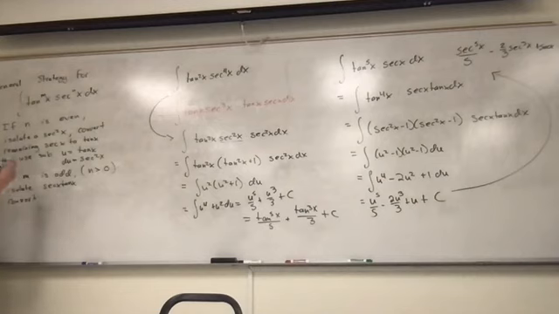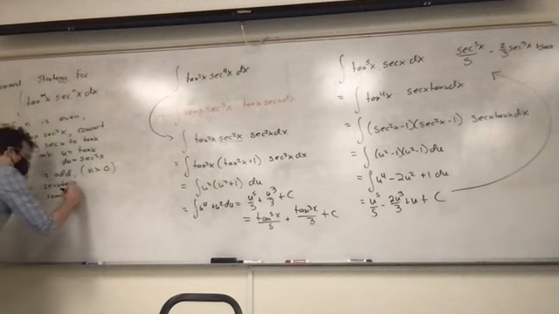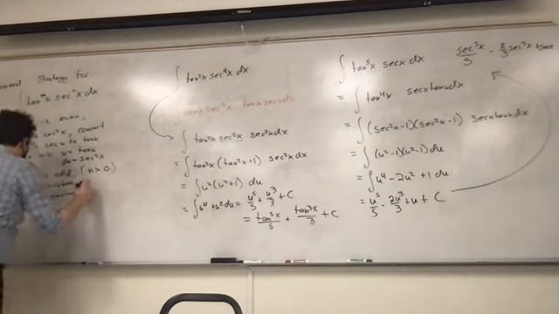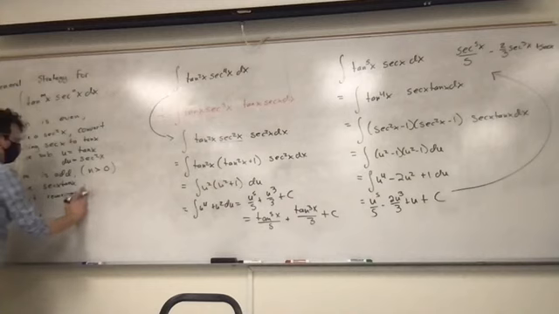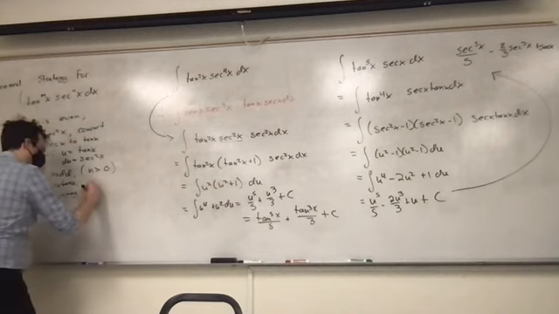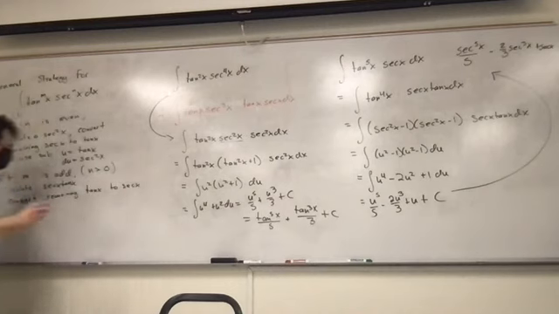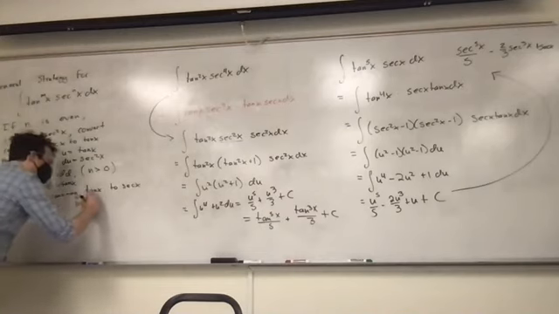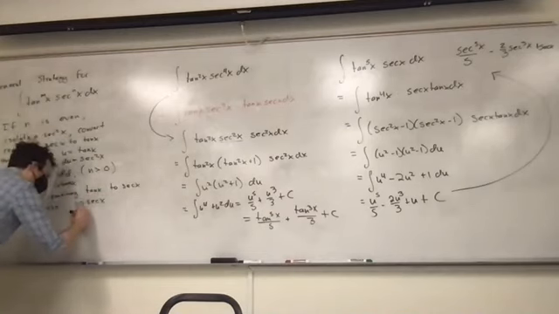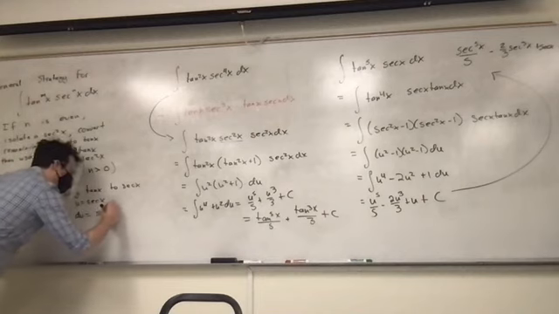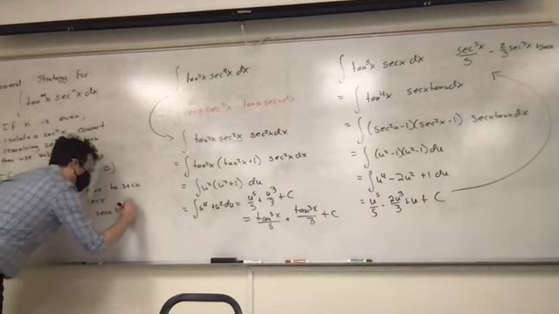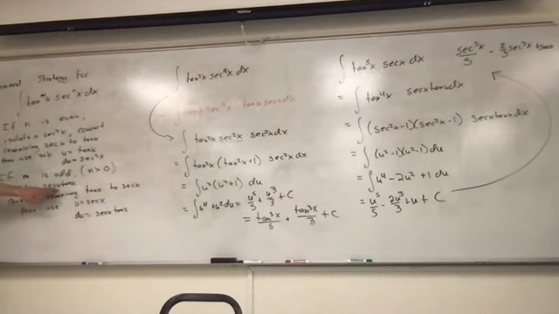And then the kind of usual rest of the process, convert the remaining tangents to secants, and then use the substitution where u is the secant and du is the secant tangent that we had isolated from the very beginning.